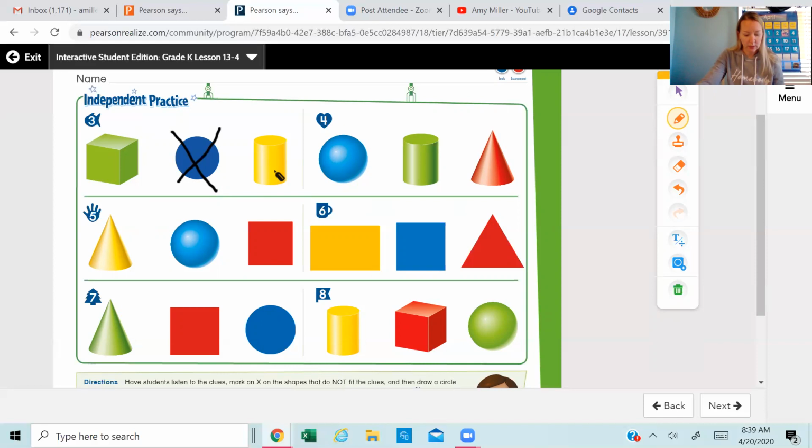The last clue is I have 6 flat surfaces. And I just talked about that on the page before. Which of these shapes has 6 flat surfaces? The cube or the cylinder?